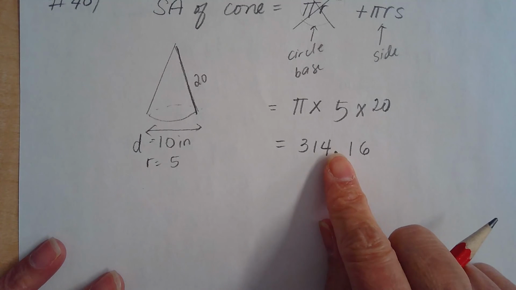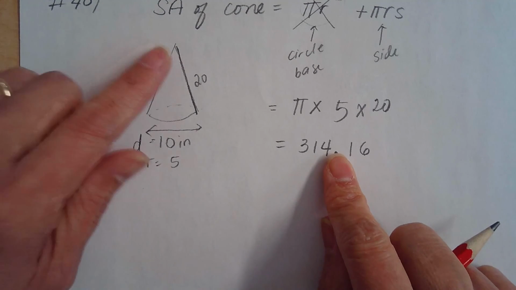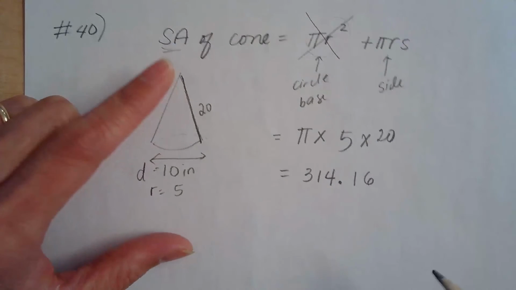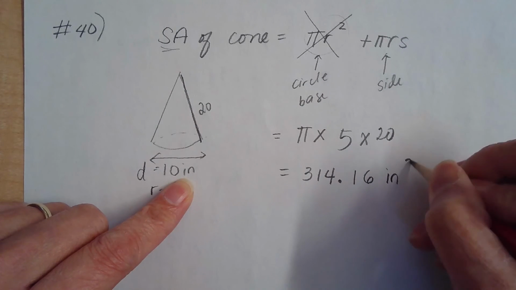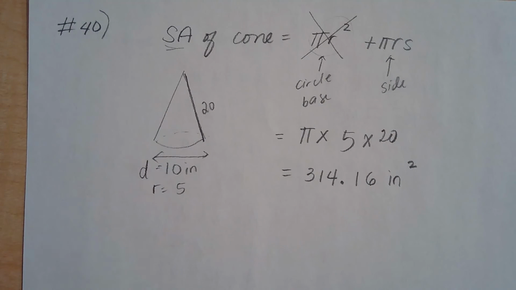What unit am I gonna write down? We're talking about area, so it's gonna be square units. So inches squared. Is that okay?